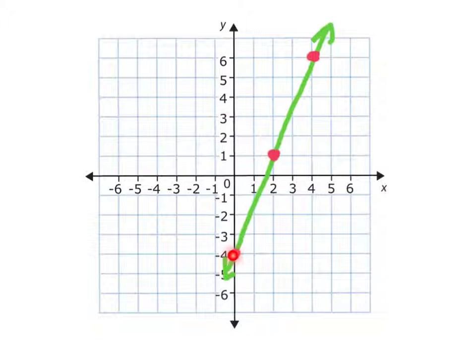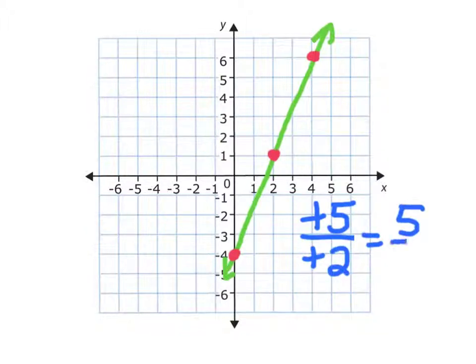So if I start here at this point, I have to rise 1, 2, 3, 4, 5. That's a positive 5 because I went up. And then I have to run 1, 2 to the right. So that's a positive 2. So we have a positive 5 for the rise and a positive 2 for the run, or we can simply write 5 over 2.